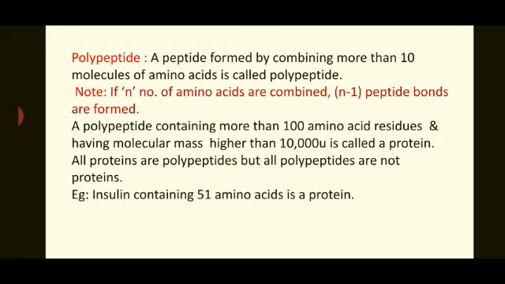A polypeptide containing more than 100 amino acid residues, having a molecular mass higher than 10,000 units, is called a protein. So this is the definition of protein. All proteins are polypeptides, but all polypeptides are not proteins. Example, insulin containing 51 amino acids is a protein which is present in our body and it maintains the blood sugar level.